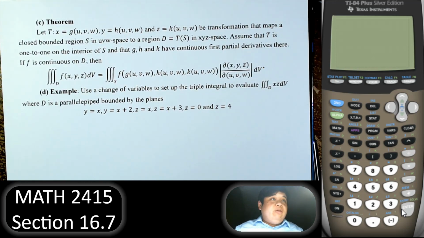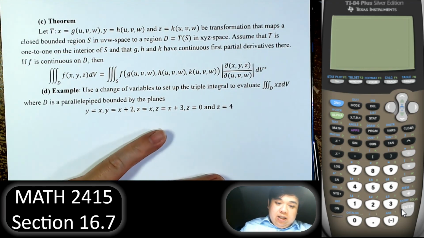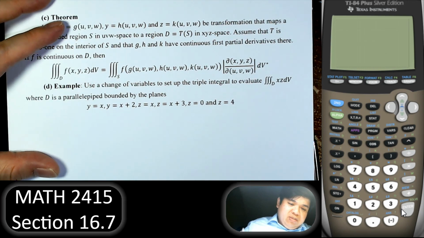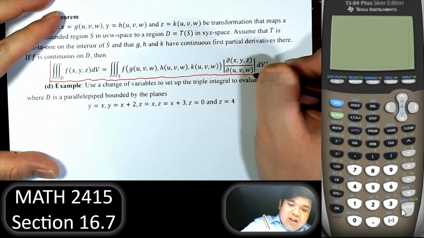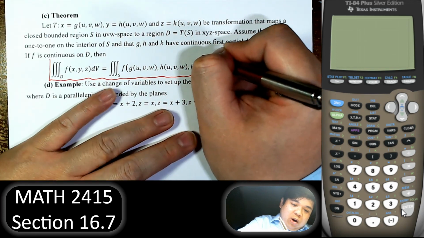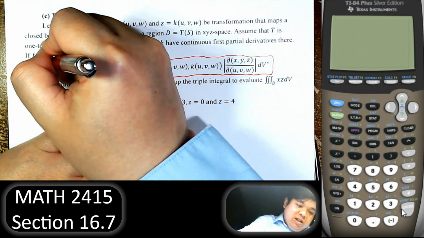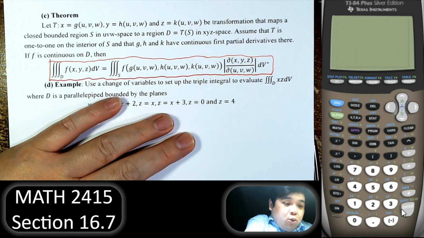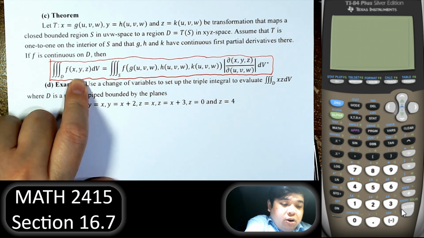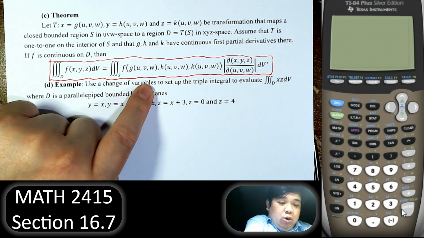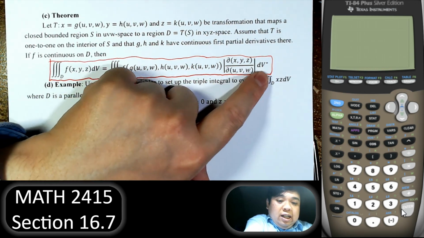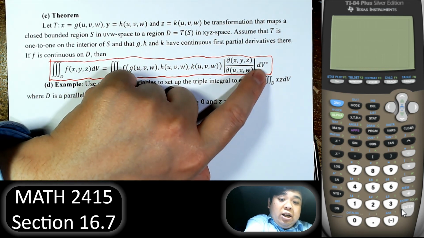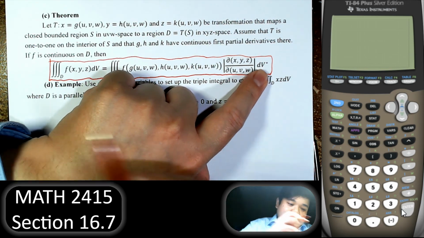Now we have a general change of variables theorem in 3 dimensions. So it's nothing different than what we have before. It's just that we have 3 variables, x, y, z. Now we're going to write that in terms of u, v, w, and then the Jacobian, and the V star here is going to be u, v, and w.